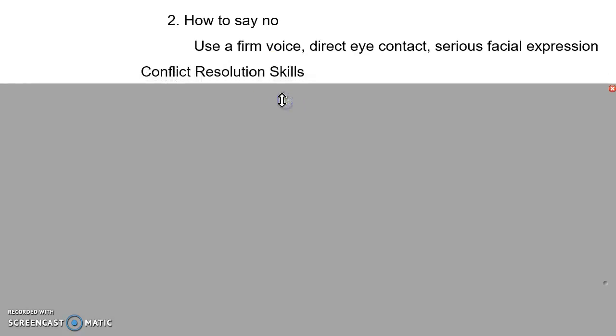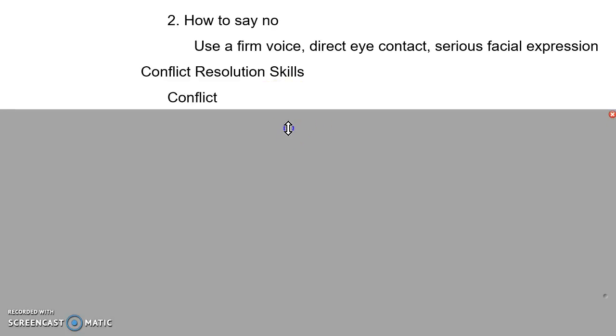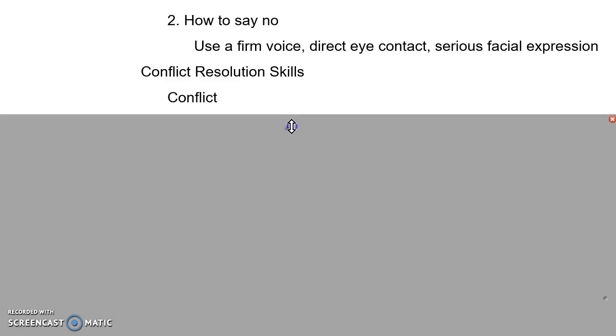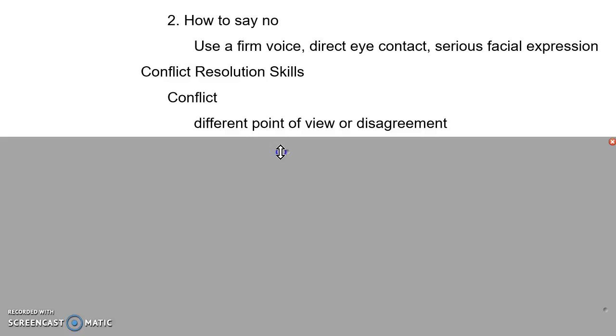From here we're going to talk about conflict resolution skills. Conflict resolution skills are basically about solving a conflict. Everyone's dealt with conflict in their life. I mean, geez Louise, when I was a kid in kindergarten or out in the schoolyard, there were always arguments, always older kids picking on younger kids and vice versa. It's just a part of life. It's how you handle those situations as they come up. Conflict is simply a different point of view or disagreement.